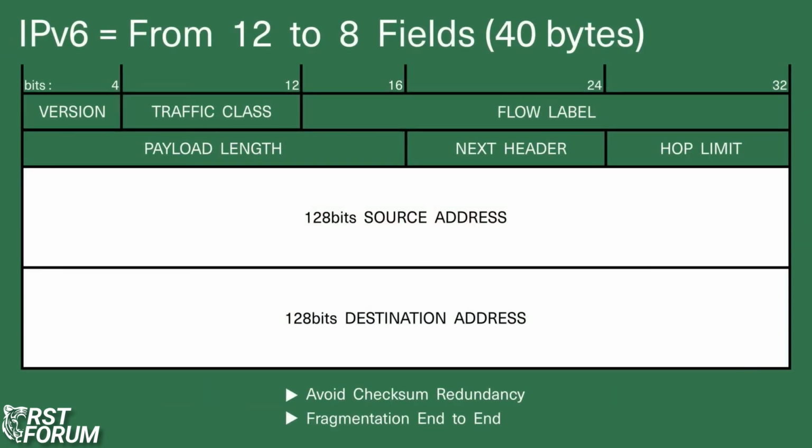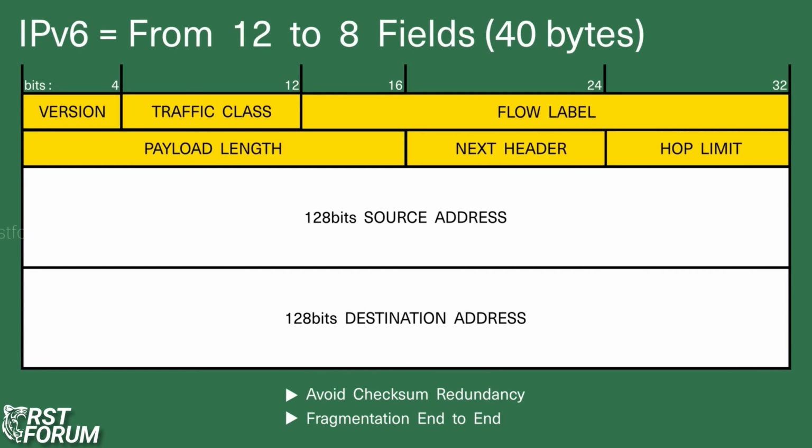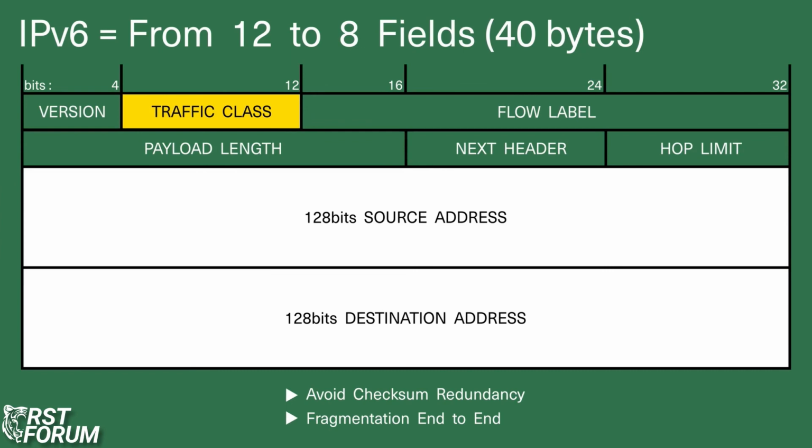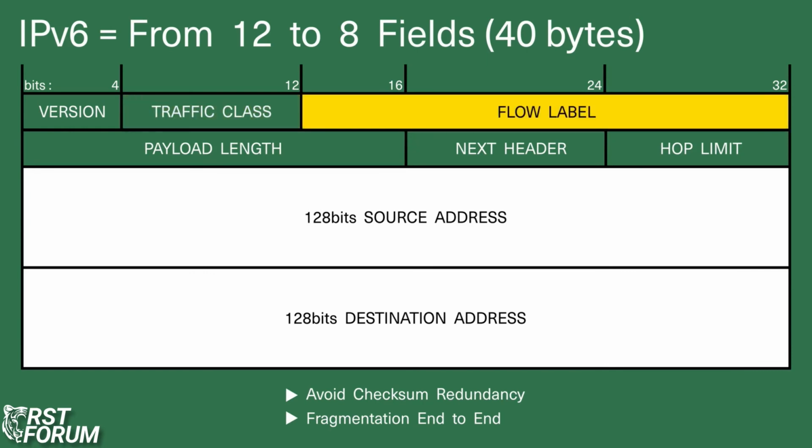Most of the other fields are unchanged. So, the 40 octets IPv6 header contains 8 fields. The version field determines if it is a IP version 4 or IP version 6 packet. The traffic class field is like TOS field of IPv4, used to mark the priority. The flow label field is used to mark individual traffic flows.